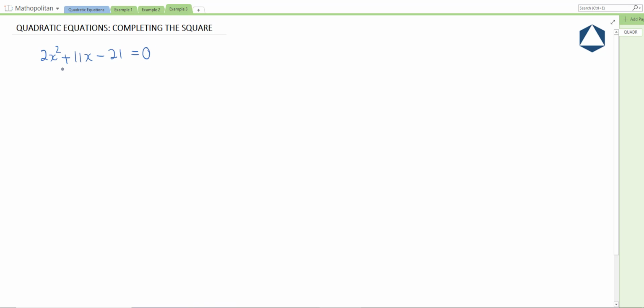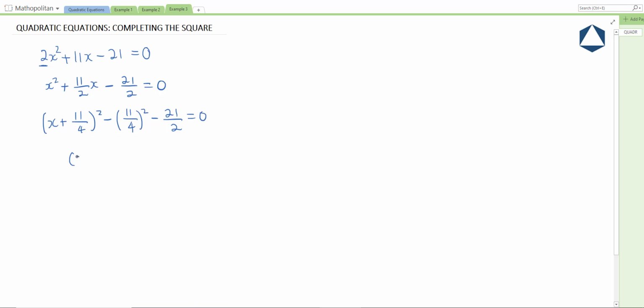Now in example 3, we have 2x squared plus 11x minus 21 equals 0. Now here the coefficient of x squared is not equal to 1, so we have to divide both sides by 2, the coefficient of x squared in this case. So dividing both sides by 2, there will be x squared plus 11 over 2 x minus 21 over 2 equals 0. And then we convert this into a perfect square, so we'll take 11 over 2 divided by 2, so that's 11 over 4 to the power of 2. And then we'll minus 11 over 4 to the power of 2 minus 21 over 2 equals 0.